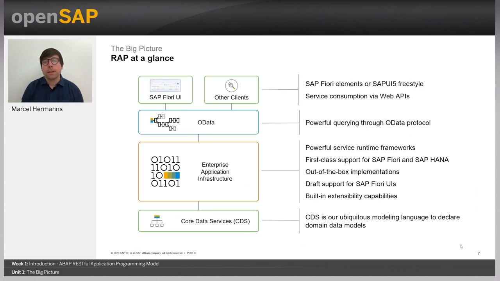If we have a look at the end-to-end stack, we can see that everything is built on CDS. And the core of REP based on CDS supports all the draft functionality, the extensibility, and out-of-the-box implementation to take over the technical implementation tasks. OData is a protocol offering a lot of functionality like powerful querying, and with SAP Fiori and UI5 we can create nice view applications. Service consumption via web APIs can then be integrated on any other client.